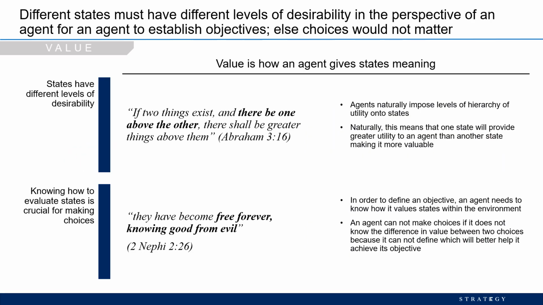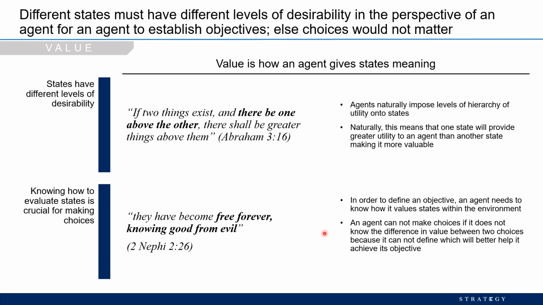Next, moving on, in order for strategy to exist, states must have different levels of desirability within the perspectives of agents. Otherwise, choices would not matter at all. We naturally impose hierarchy onto all the states around us.